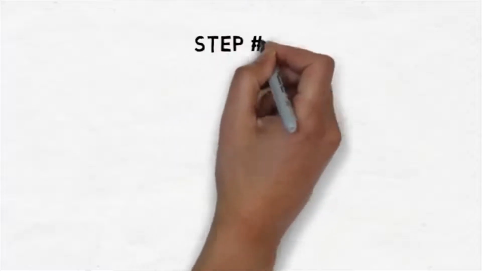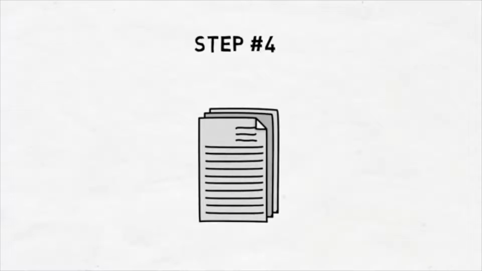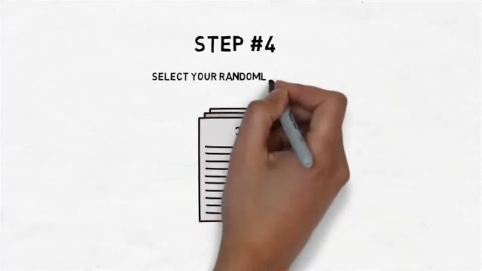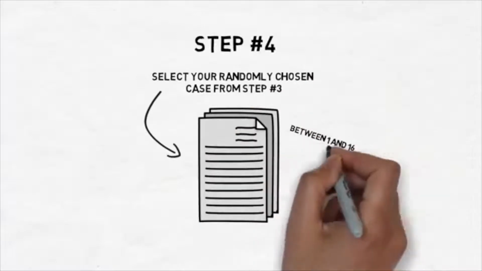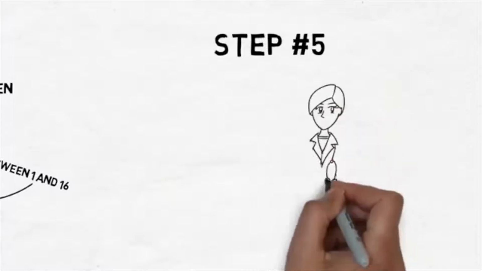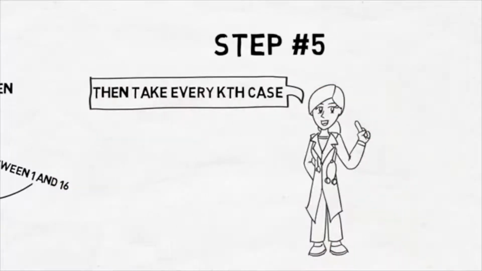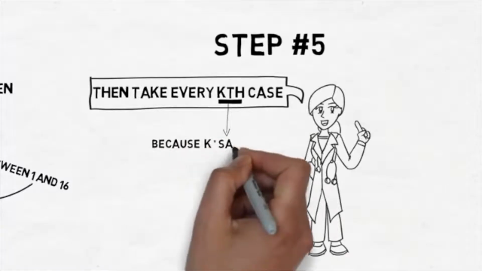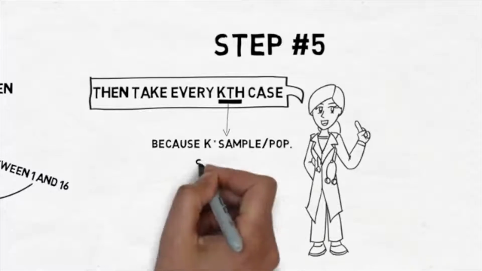In step 4, we come back to the list. We need to select our first case. We do this by picking the case off the list that we chose in step 3. In this case, it'll be between 1 and 16. Step 5 is the most systematic of the steps. This is where we take every kth case after we select our first case. The kth case is unsurprisingly determined by k, which is simply, again, the size of our sample divided by the size of our population.